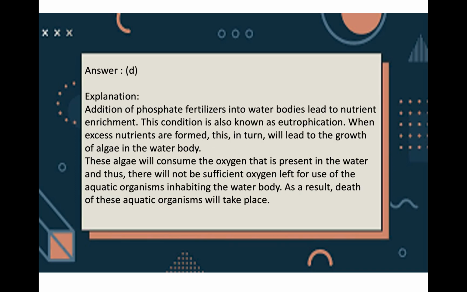So what happens when phosphate fertilizers are added into water bodies? It leads to nutrient enrichment. This is also known as eutrophication. When excess nutrients are found, this will result in the growth of algae in the water body. This algae will consume oxygen which is present in water, and there will not be sufficient oxygen left for the use of aquatic organisms which inhabit the water body. So death of these aquatic organisms will take place.